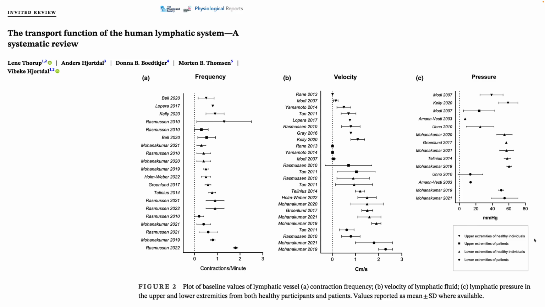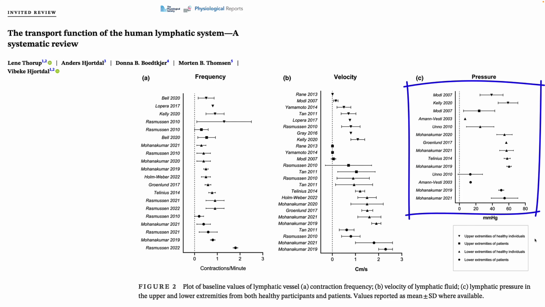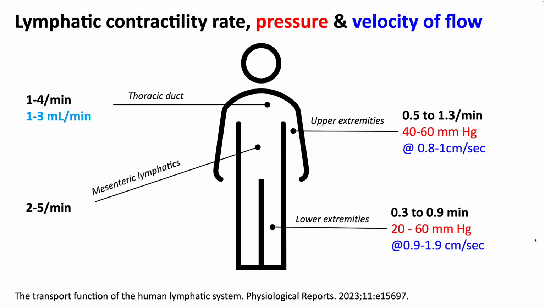This study looked at the frequency of contraction, velocity of lymph flow, and the pressure generated in the lymphatic system. You can see that the pressure generated in your lower and upper extremities can be of the order of 60 to 80 millimeters of mercury. This figure shows lymphatic contractility rate, pressure, and velocity of flow in different parts of the body.